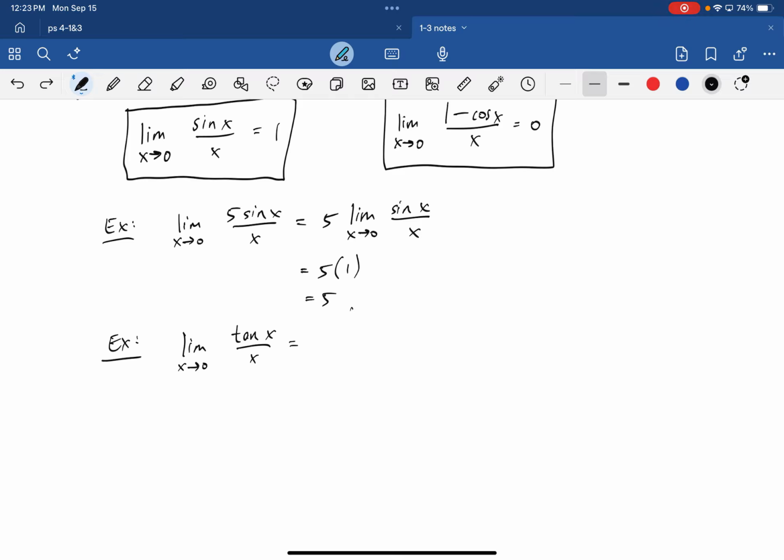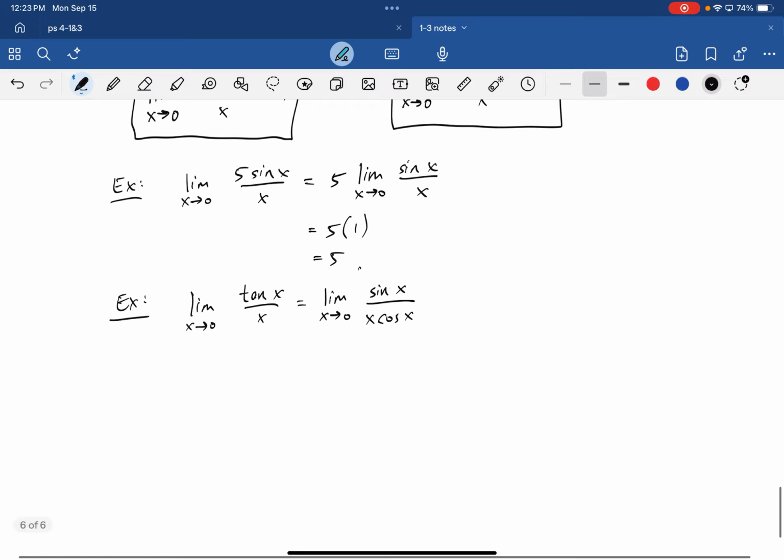Tristan? Okay, very good. I agree. If we write this tangent as sine over cosine, then we're able to make it look like what we already know. And that's kind of an important strategy that we're going to use. So tangent x is sine over cosine, so this is sine x over x times cosine x. And actually, we're able to take this cosine x out of the limit because it's not equal to 0.